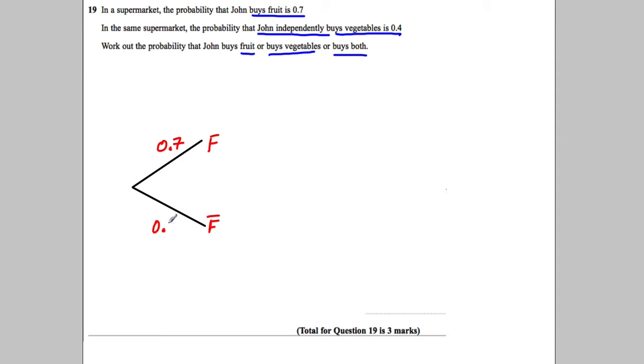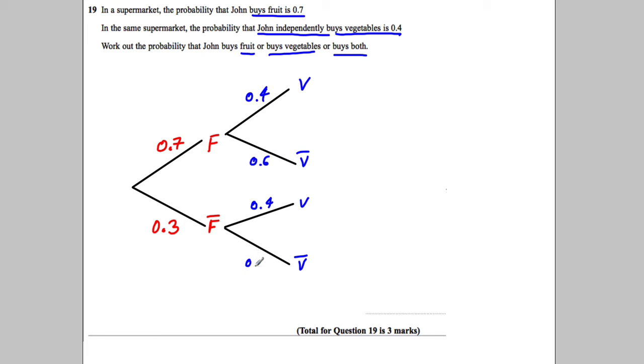Now, having bought fruit, he's got a new decision to make. It doesn't depend on whether he bought fruit or not fruit, but he's got a new decision to make, whether he buys vegetables or not. So depending on whether he's bought fruit or not, he can either buy vegetables or not vegetables. The probability he buys vegetables is 0.4, so the probability he doesn't must be 0.6, and 0.4, and 0.6.